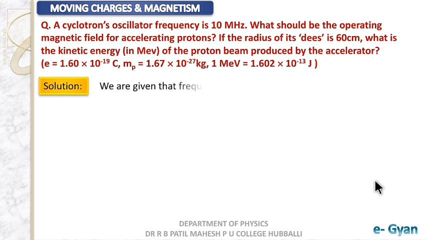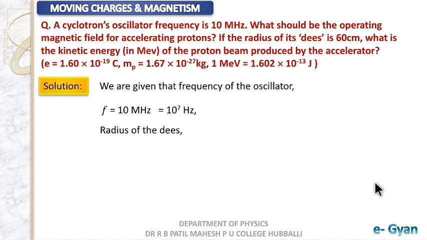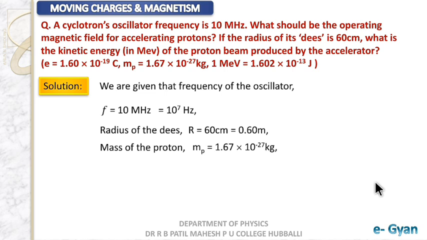Let us first of all write down the given quantities. Here we are given the frequency of the cyclotron, that is 10 megahertz. That can be written as 10 raised to 7 Hertz. Following that, we have the radius of the disc, which is 60 centimeter, and we are going to write it in meters. That would come out to be 0.6 meters. Mass of proton, which is already given, is 1.67 into 10 raised to minus 27 kg, and charge of proton is 1.6 into 10 raised to minus 19 coulombs.